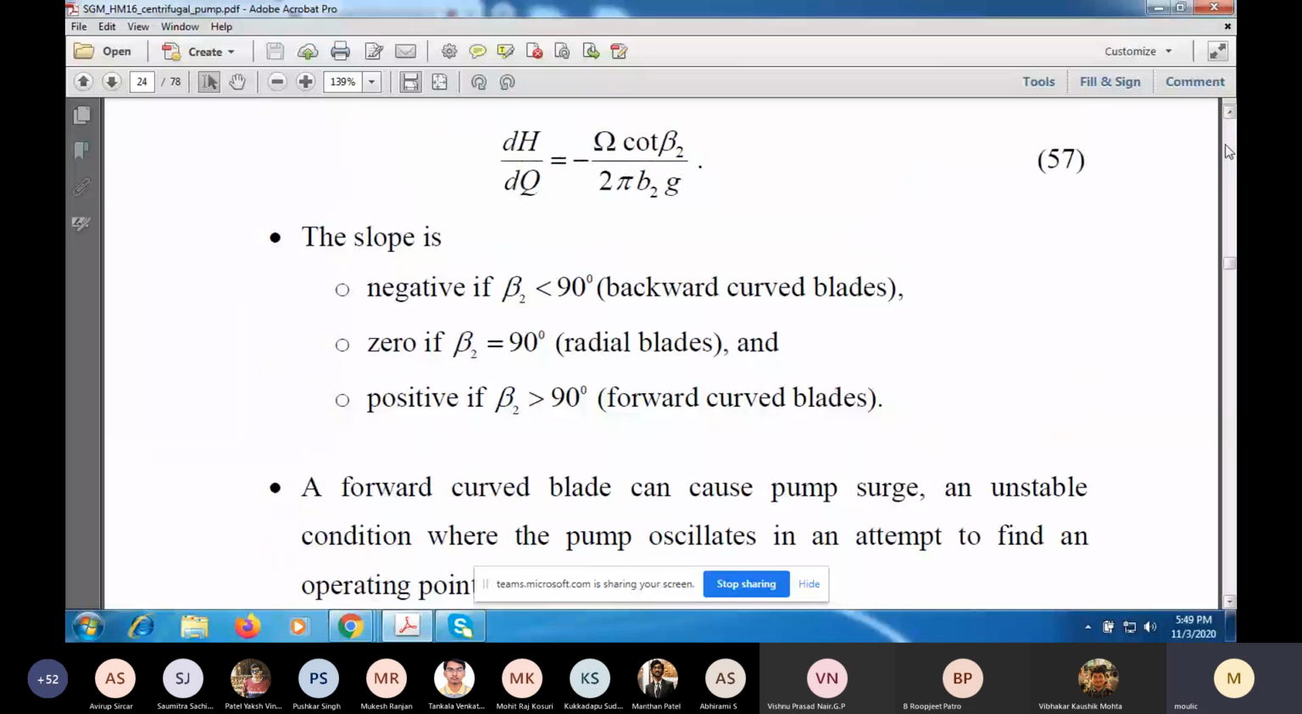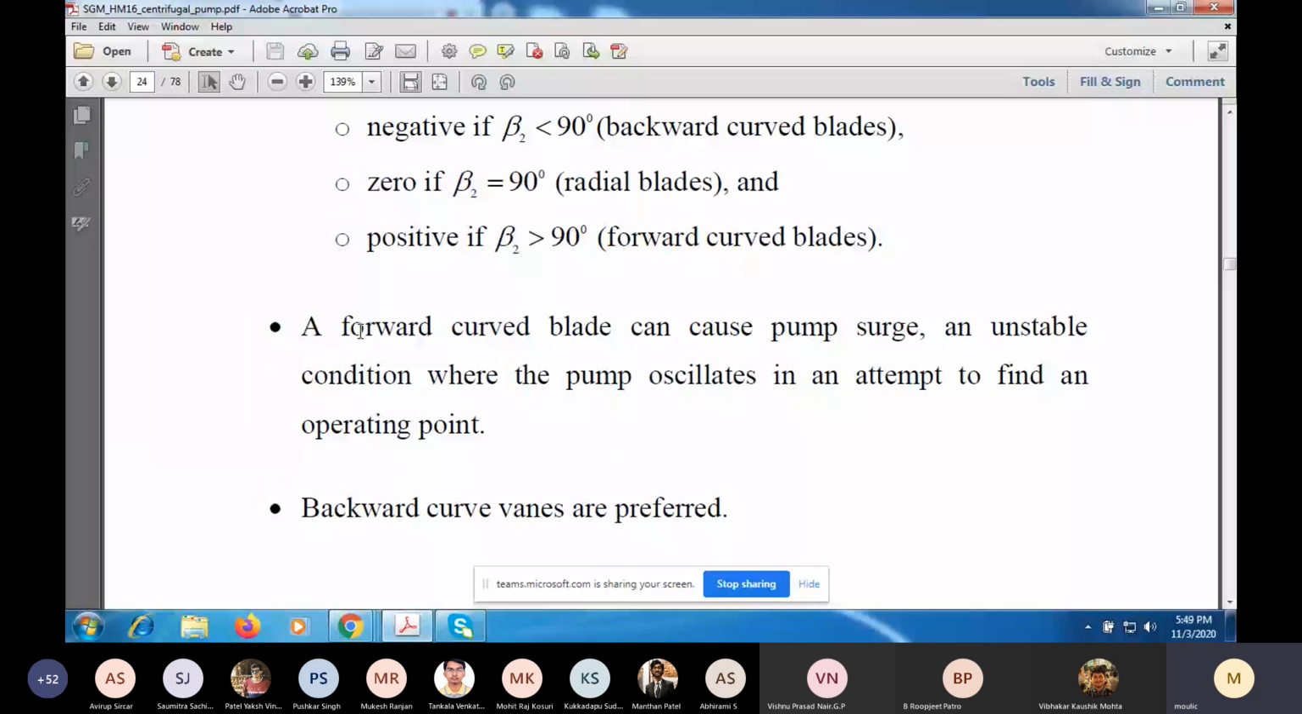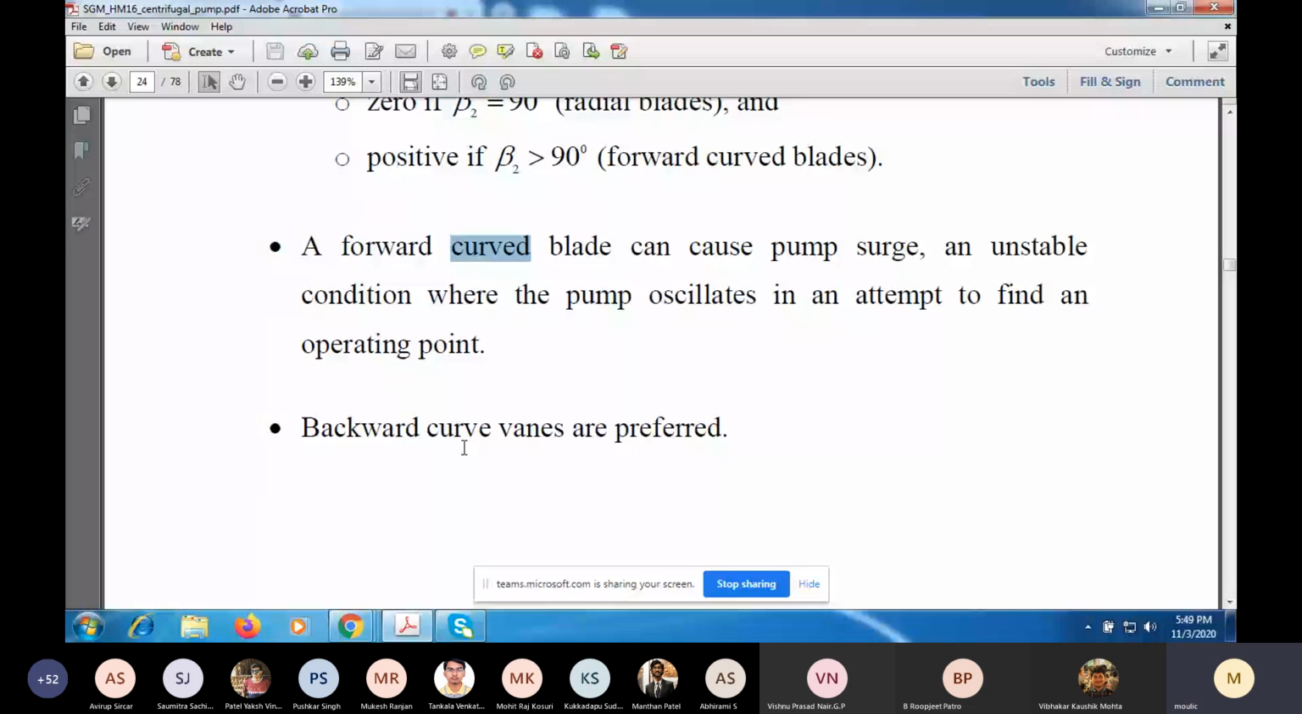So I'll just mention for the time being that a forward curved blade can cause a condition which is called pump surge. It is an unstable operation where the pump will not run in a steady condition. So I'll explain this pump surge in detail in the next class. Okay, today I'll just mention that this occurs when the blade is forward curved. So backward curved vanes are preferred.